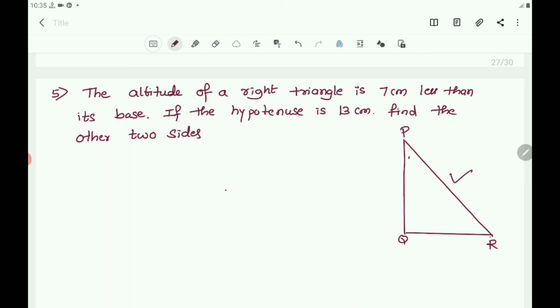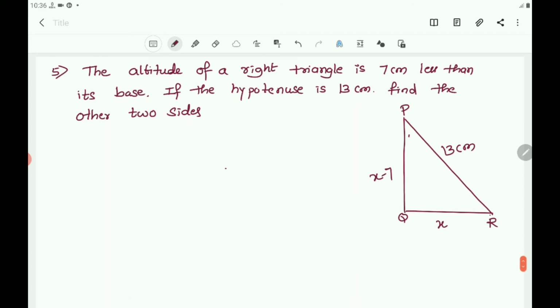Now here the hypotenuse is given, that is 13 centimeter, and the relation between the altitude and the base of the triangle is given. The altitude is 7 centimeter less than its base. So let us take the base as x and the altitude, 7 centimeter less, as x minus 7. Now you have the solution here.